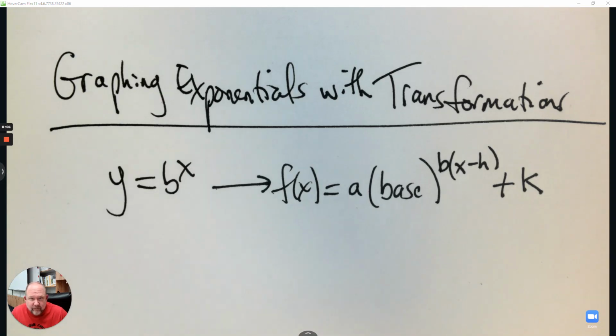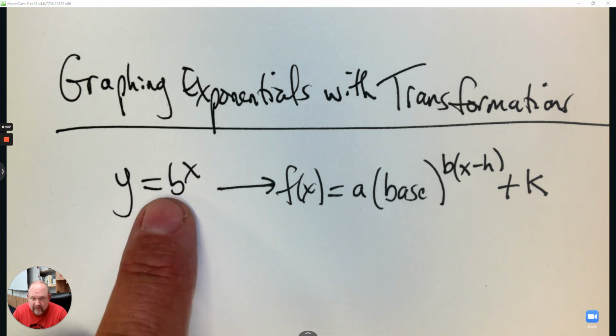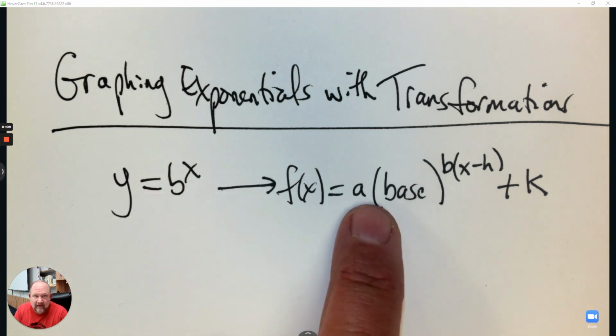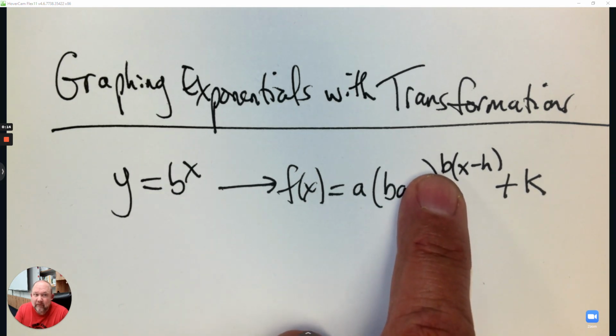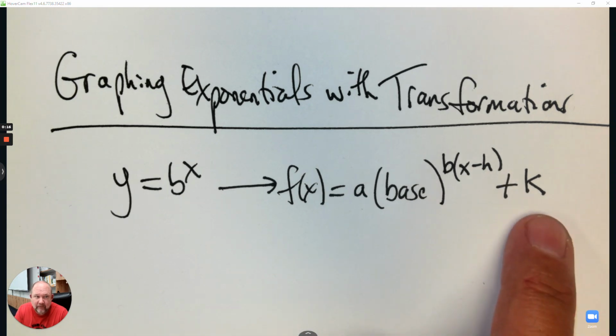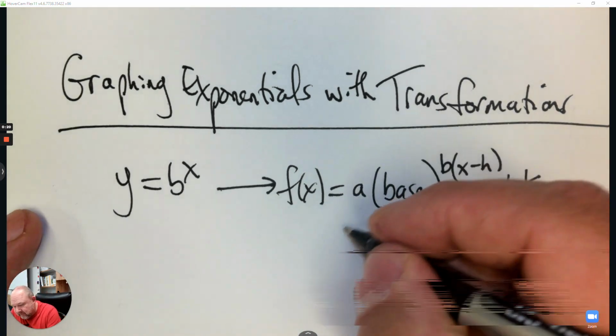All right, graphing exponentials with transformations. So we have a parent or basic exponential, which is just the base to the exponent x, and then the changes, like multiplying by a number in front, multiplying in the exponent, adding or subtracting in the exponent, adding or subtracting at the end. What does each one mean? So let's just take each one apart.